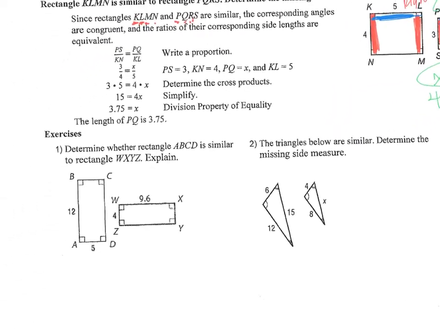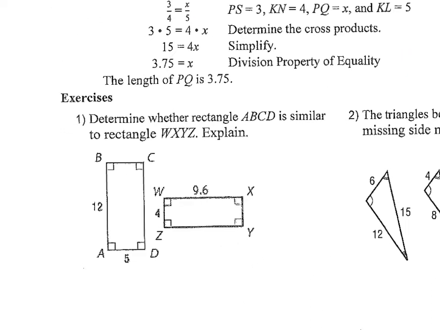Okay, let's look at some of these example problems. Determine whether rectangle ABCD is similar to rectangle WXYZ. Again, it tells you in order: A and W are the same, B and X are the same, C and Y, and then D and Z. We're deciding if it's similar, so we're doing like we did on the first example, where we make our proportion, cross multiply, and see if we get the same numbers.